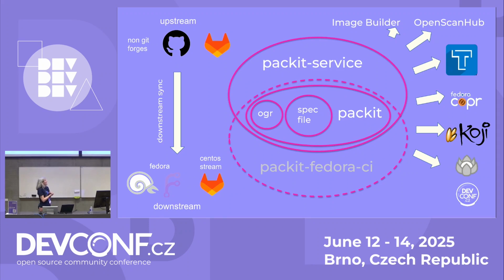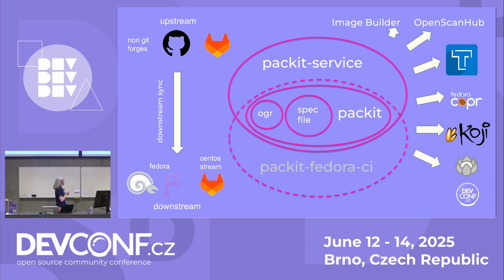We also trigger different other services, both in upstream and downstream. On the right, you can see all the services we are able to trigger. Some of them, for now, just in upstream, like OpenScanHub. We can scan the code, differential scanning, by calling OpenScanHub. Packit can trigger Testing Farm, can trigger Copr builds. We can trigger Koji builds for you, scratch Koji builds in the upstream.